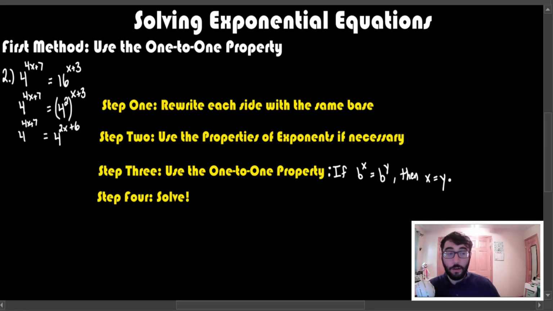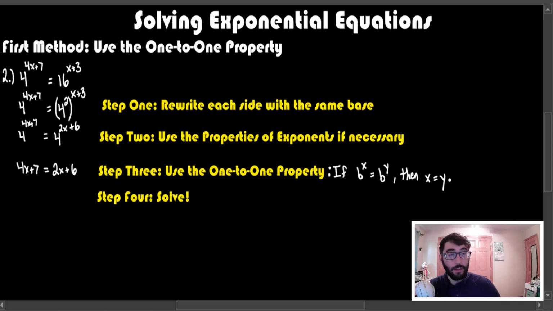From there, I can go ahead and see that I have one exponential expression on each side. They both have the same base. That means I can use the one-to-one property. So let me go ahead and set the exponents equal to one another. There we go. I can now say with certainty that 4x plus 7 is equal to 2x plus 6. And now we can go ahead and solve.